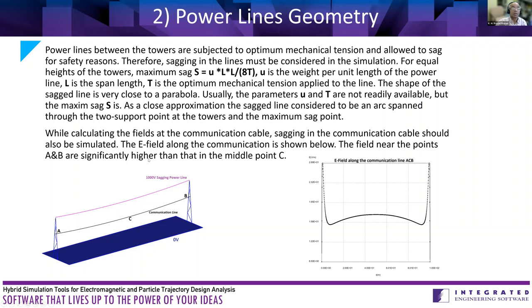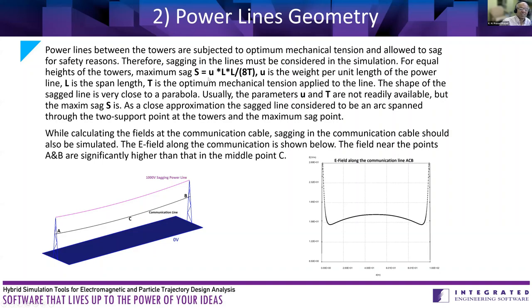So at the optimum tension, how much sag there will be in the cable is decided by this formula, where U is the weight per unit length of the cable, L is the span length, that is the distance from post to post, and T is the optimum mechanical tension applied to the line. So much sag has to be modeled in this simulation. And this shape is very close to a parabola.